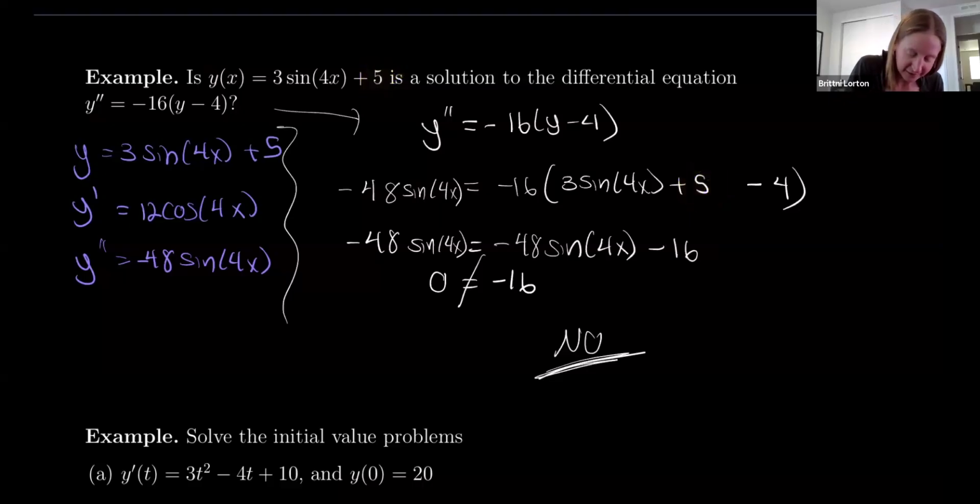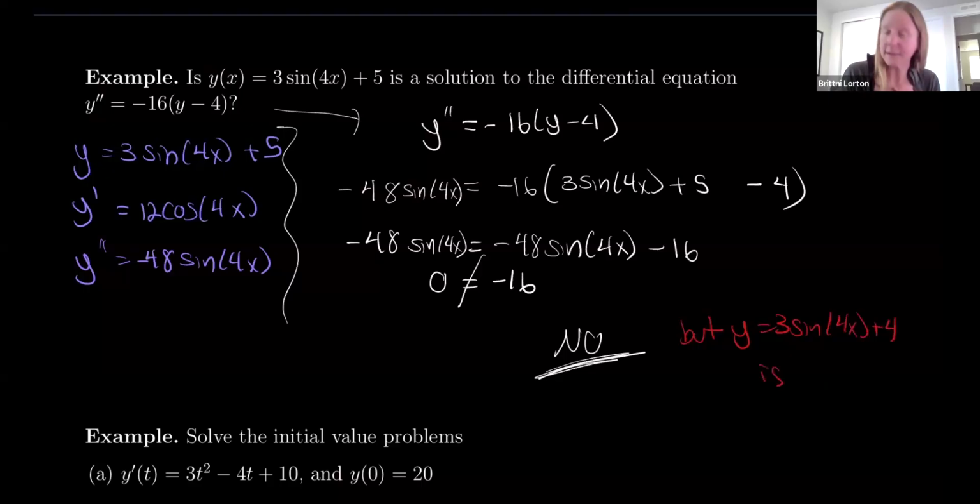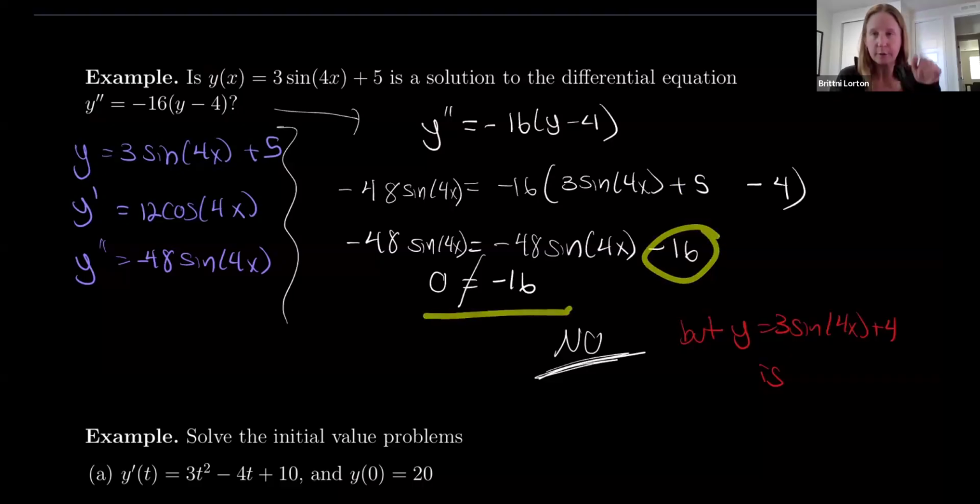So you might want to notice that, make a note of this: y equals 3 sine of 4x plus 4 is a solution. All right, so you could have done that by redoing the whole work with the plus 4 instead. The only thing that would have changed is that would have been a 4, which means that would have been a 0, and I would have gotten a 0 equals 0, which is true.